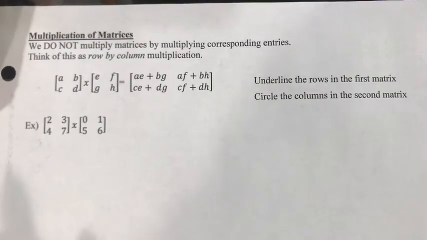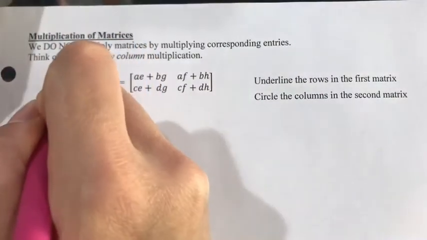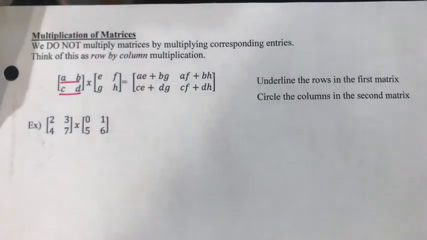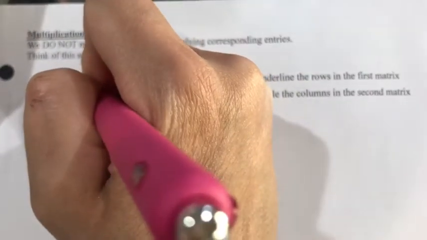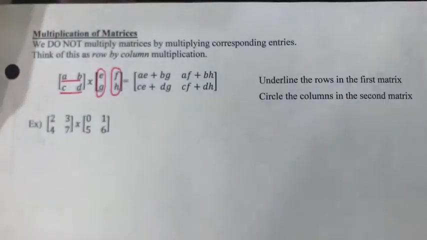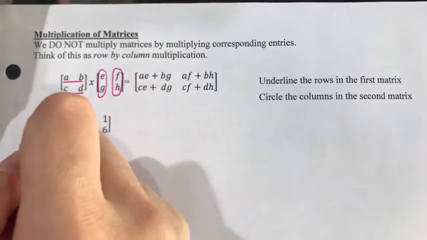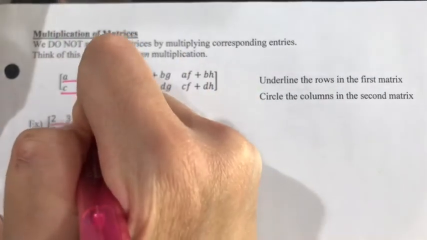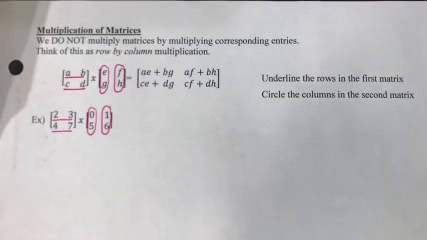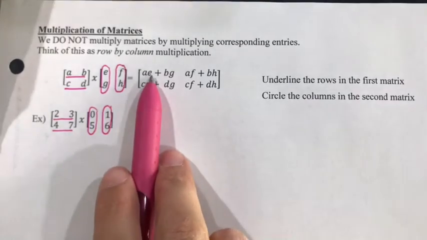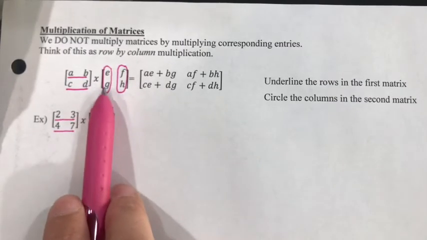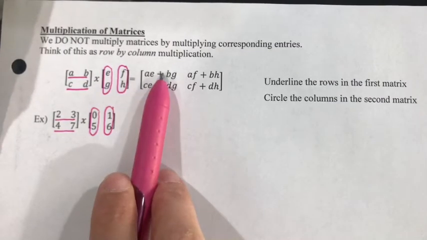So I'm going to show you guys a trick that helps me to multiply. So the key is that you want to underline the rows in the first matrix and circle the columns of the second. I think this method is usually the easier way for me to go about it. So I'm going to go ahead and do that in the first one. So underline the rows, circle the columns. Okay. Now the way that we set this up, you'll notice that I have the products written over here. So notice it's A times E plus B times G. And that goes in the first space.